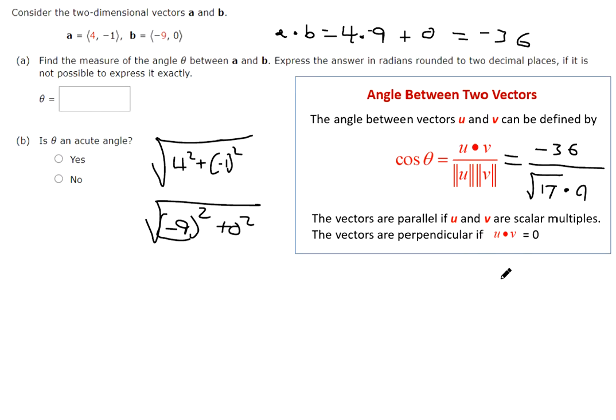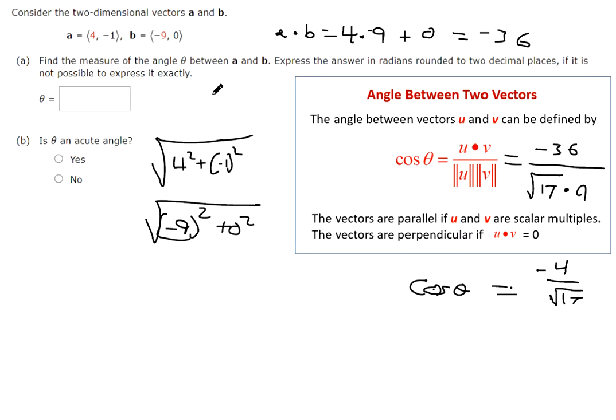Okay, then we can simplify that fraction. So cosine of our angle equals -36 divided by 9. 9 fits into 36 4 times, so that's -4 over the square root of 17. So this isn't like square root of 3 or square root of 2, so we're not going to be able to do our exact answer.